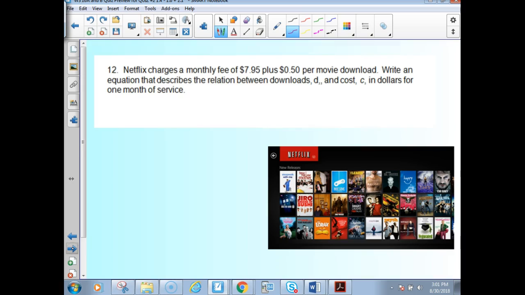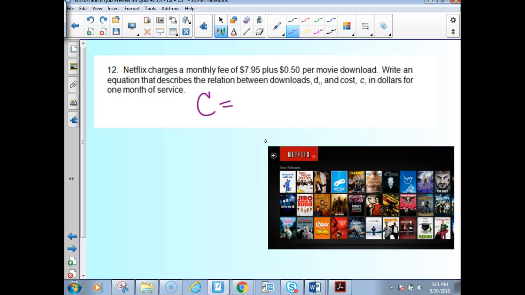All right, number 12. Netflix charges a monthly fee of $7.95 plus $50 per movie download. This is definitely old. Write an equation that describes the relation between downloads D and costs C in dollars, for a month of service.